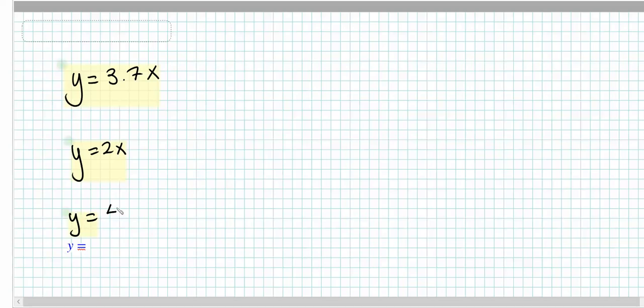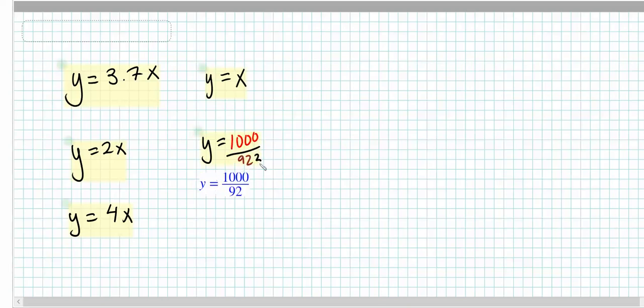Give me something hard. Y equals 1x. Okay, give me something funky. Y equals 1,000 over 923x. Ooh, I like that one. Y equals root 2x. Okay, that's kind of funky, right? So square root of 2x. Do we get that? Good.